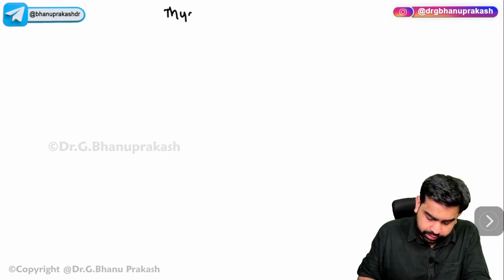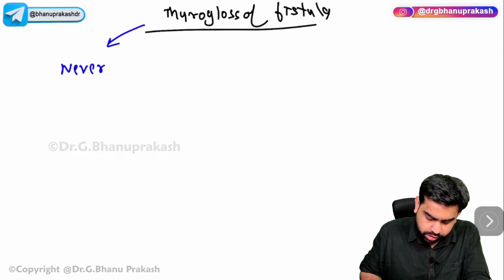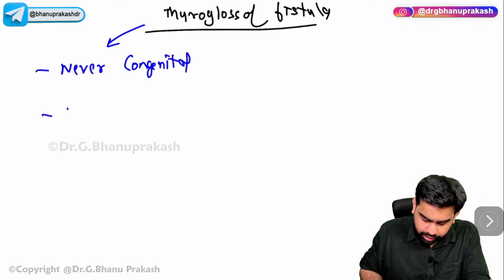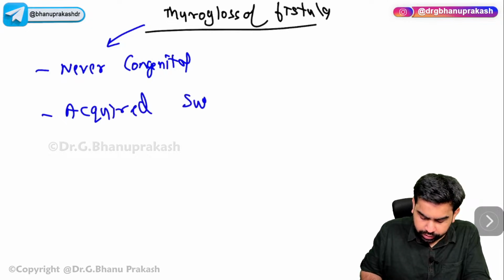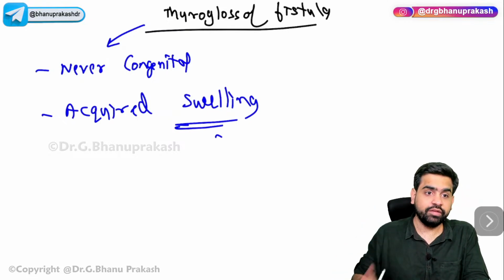Now, this is what is about the thyroglossal cyst. What about the thyroglossal fistula? Is it a congenital swelling or an acquired swelling? Please try to understand, this is never congenital. This is always an acquired swelling. Do you understand my point? So the thyroglossal fistula is always an acquired swelling. It is never ever a congenital swelling.